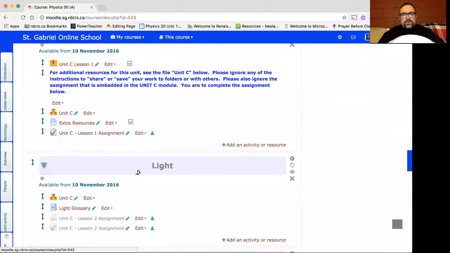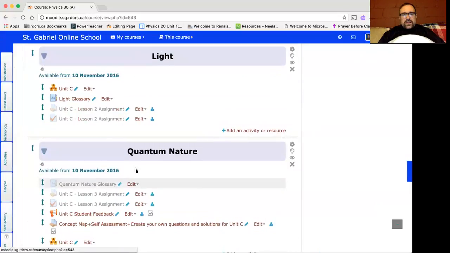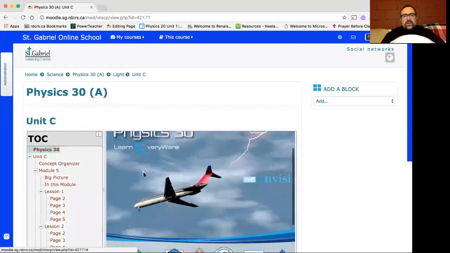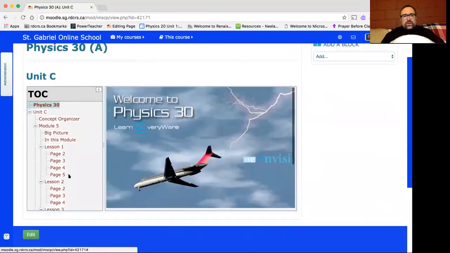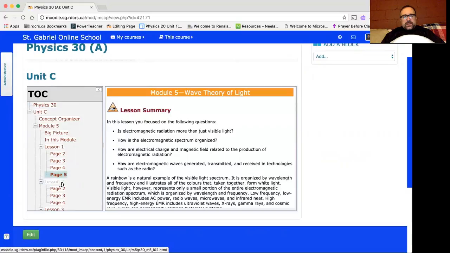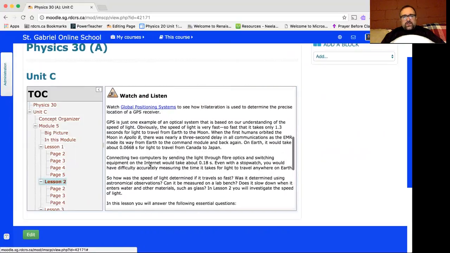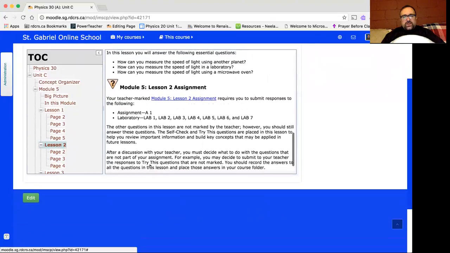So if you move on to light, what's going to happen here is that now you have a packaged lesson in here. If you open it up, it comes in a new screen and gives you all these different lessons. In the previous lesson you just completed, you already did the speed of light, and you talked about global positioning systems and everything.